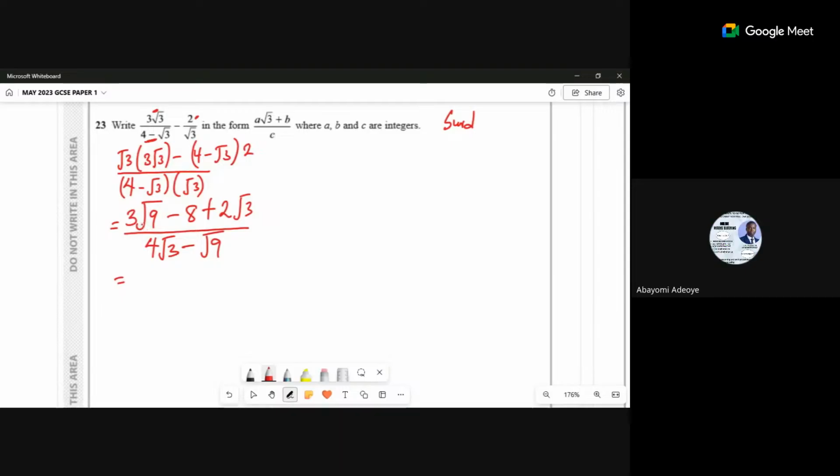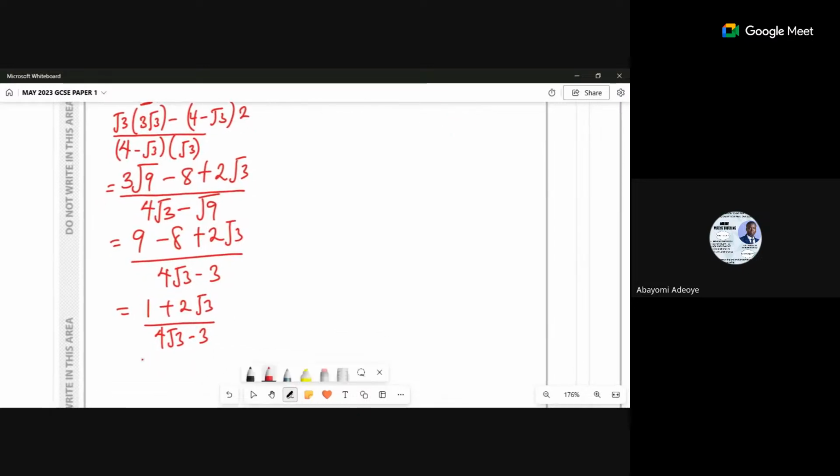So 3 times 3 is what? 9. 9 minus 8 plus 2 root 3 over 4 root 3 minus 3. So what is 9 minus 8? 1. So we have 1 plus what? 2 root 3 over 4 root 3 minus 3.